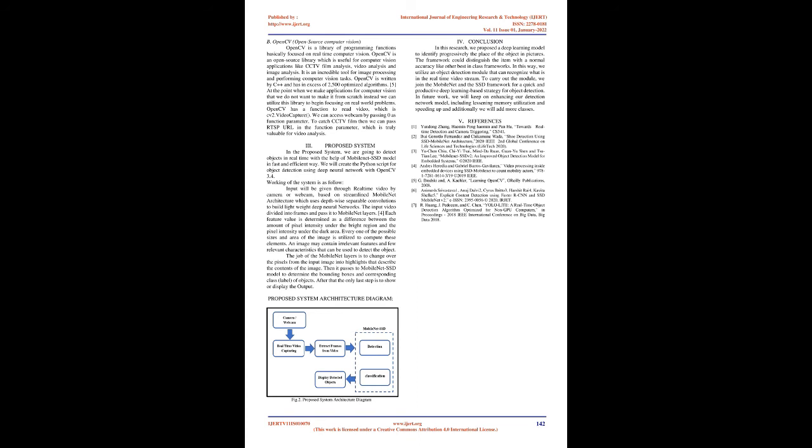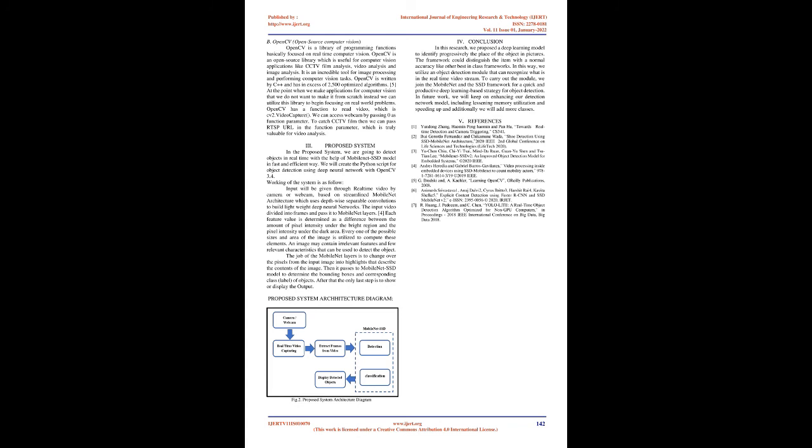The job of the MobileNet layers is to change over the pixels from the input image into highlights that describe the contents of the image. Then it passes to the MobileNet-SSD model to determine the bounding boxes and corresponding class label of objects. After that the only last step is to show or display the output. Proposed System Architecture Diagram. Fig. 2 Proposed System Architecture Diagram.